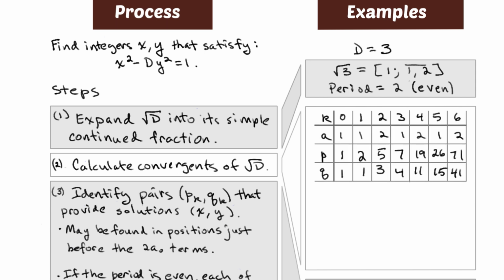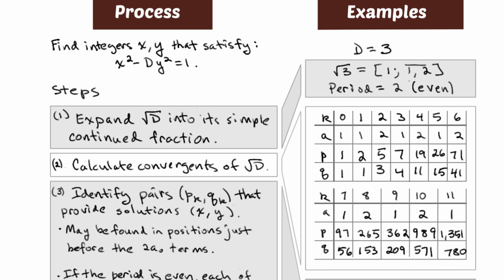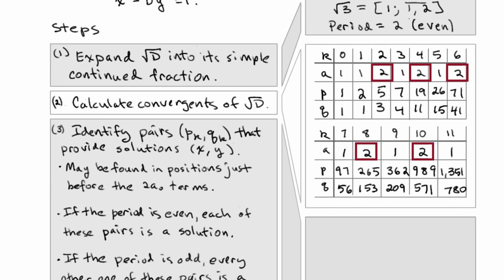Notice the terms in the simple continued fraction are in this row. And these are the 2 times a0 terms, which we'll be using in step 3 to locate the solutions. The rows with p and q contain the convergents. Here's a table with a few more convergents. We'll put red squares around the 2 times a0 terms in both sets to get ready for step 3.